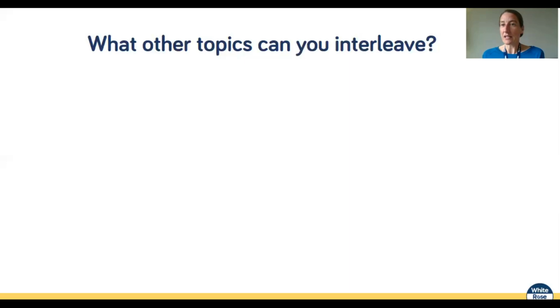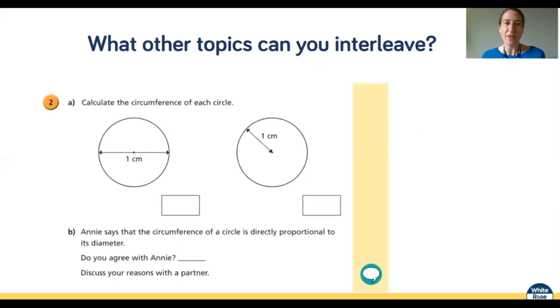So we've interleaved quite a few topics there. We've looked at money conversions, for instance, and map scales. But what other topics can you interleave in this review step? And that's one of the great things about review steps. It really gives you an opportunity to revisit material. So this is from the premium resources, and I really like the fact that they bring in the circumference of circles. So of course, circumference being directly proportional to diameter.